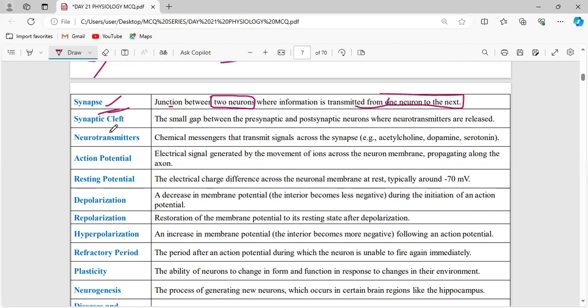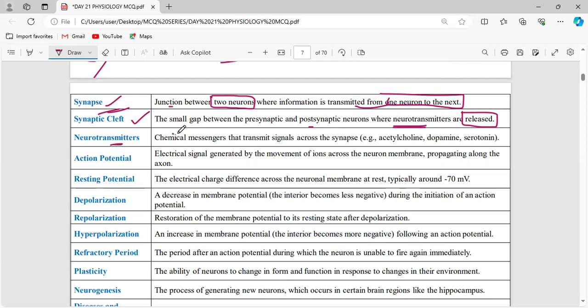Now what is synaptic cleft? See here, we have a presynaptic neuron and a postsynaptic neuron. If you find the picture, it will be very easy for you to understand what is the presynaptic and postsynaptic neuron. See, one neuron has to connect with the other neuron, and one is the presynaptic neuron and one is the postsynaptic neuron. And the gap between these two neurons, where the neurotransmitters are getting released, that particular area will be the synaptic cleft.